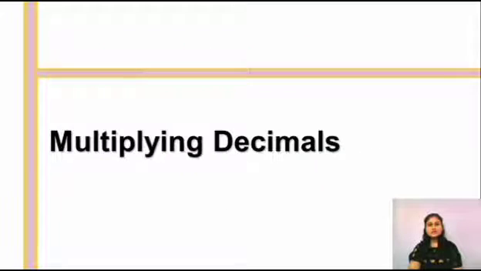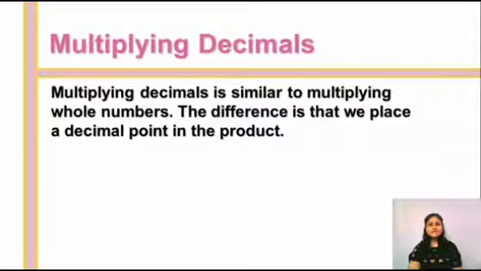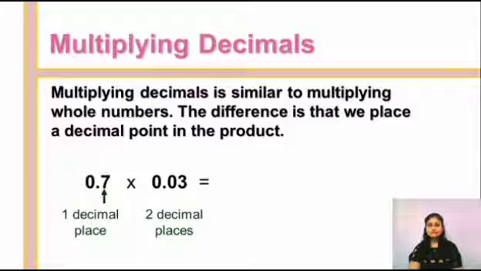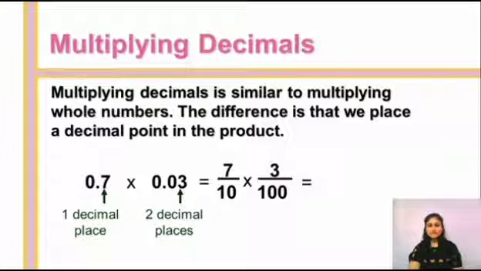Now we multiply decimals. Multiplying decimals is similar to multiplying whole numbers. The difference is that we place a decimal point in the product. For example, 0.7 multiplied by 0.03 is equal to... we can write 0.7 as 7/10 and 0.03 as 3/100. And we multiply numerators first.